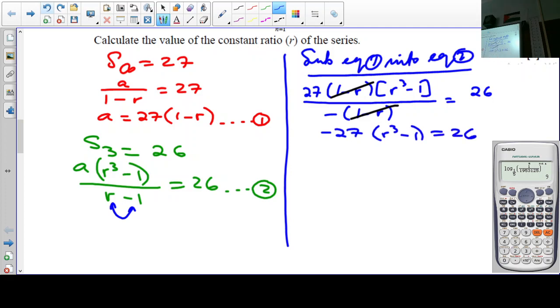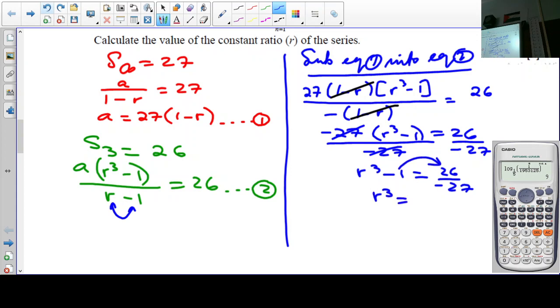So what do I do now? Divide by negative 27. Oh, what else could I have done? They say I can divide by negative 27, or I could multiply negative 27 in. Not so. So I divide by negative 27. That cancels. So r cubed minus 1 is equal to 26 over negative 27. Take it over, it becomes positive. So r cubed is equal to 1 over 27.